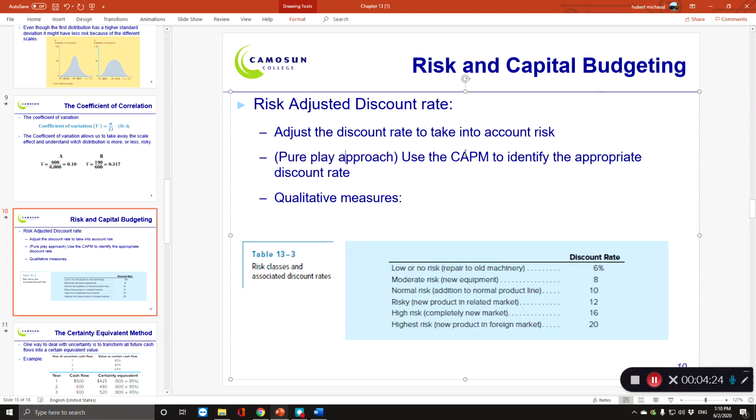Alternatively, we could use the beta of that company, and we could use the CAPM to calculate the required return on projects from this company. Does that make sense for everyone? So the pure play approach is to find a company that does exactly what we want to do, but only that, and then use the information available from that company to find the appropriate discount rate for the project we want to do.